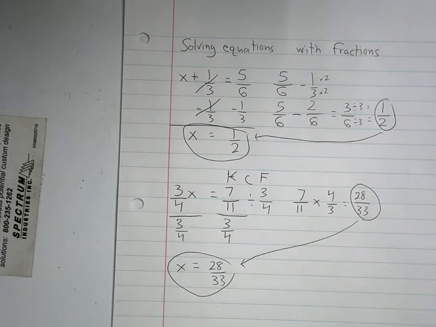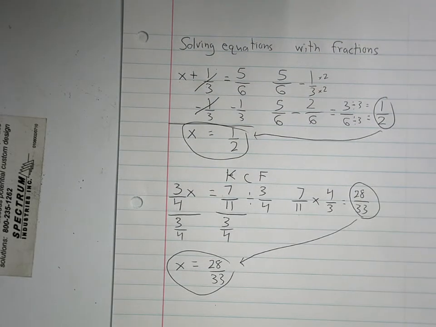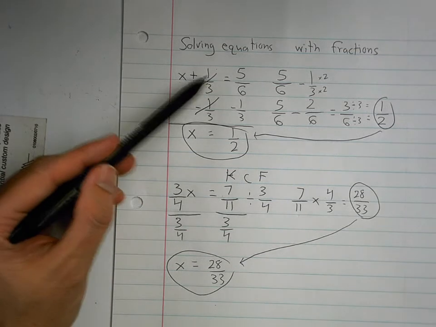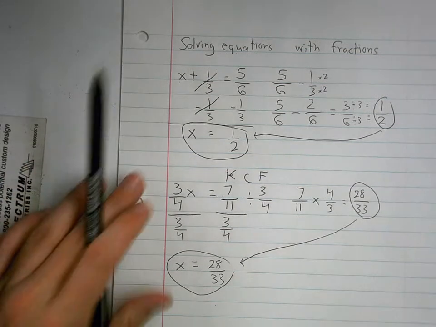So just like with other equations, we just have to remember to do the inverse operation to get that x by itself on one side of the equal sign.